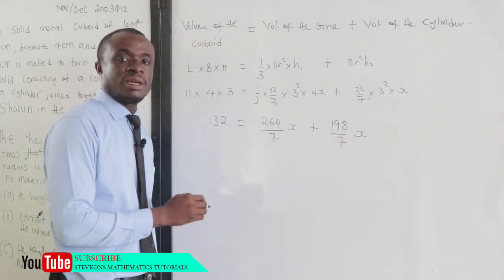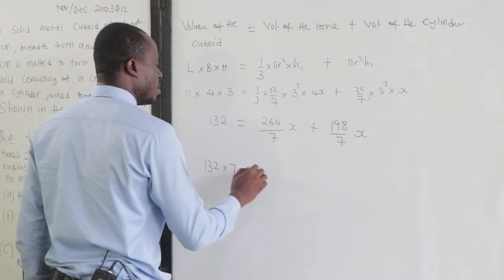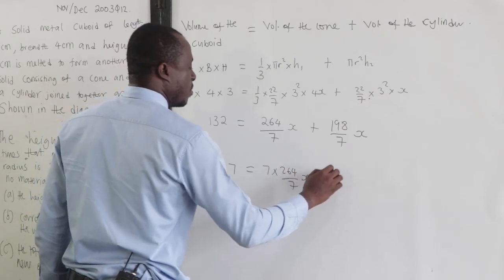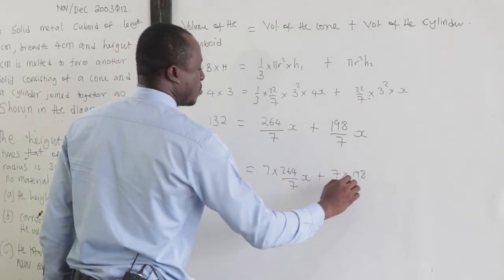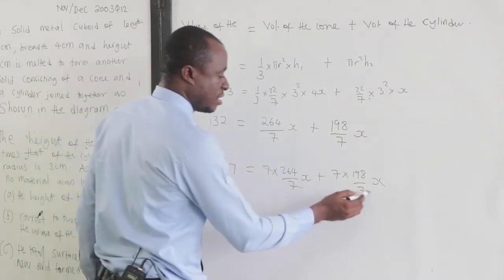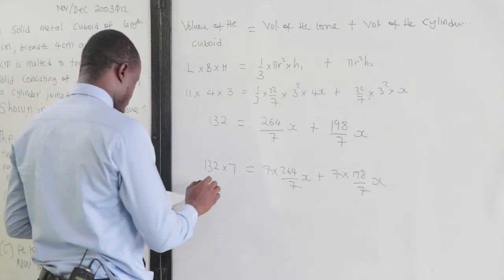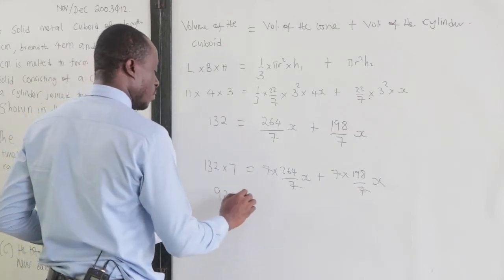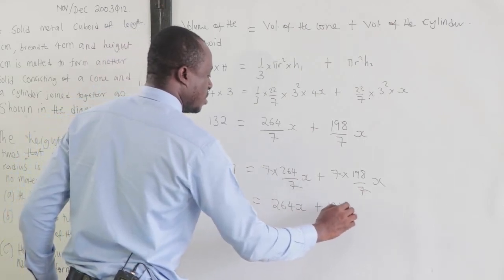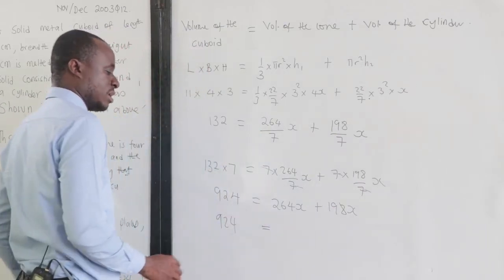From here, what is the LCM? LCM is 7. So you have 132 times 7, equal to 7 times 264x all over 7 plus 7 times 198x over 7. This 7 is cancelling out that 7. This 7 is cancelling out this 7. Now, what is 132 times 7? And this is 924. We have 264x plus 198x. We have 924.